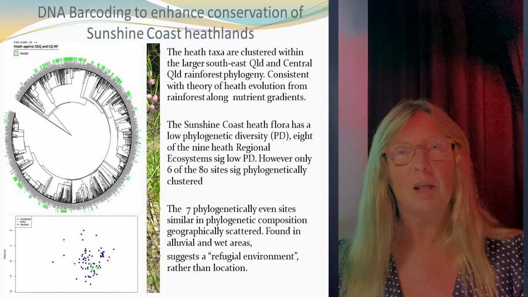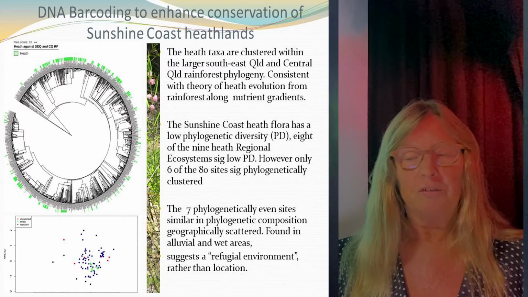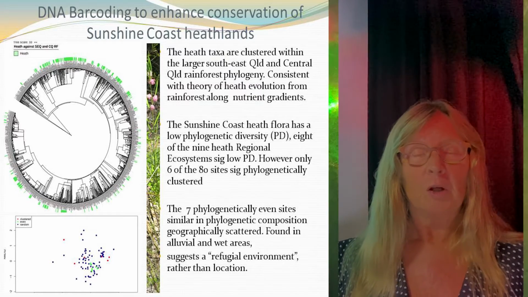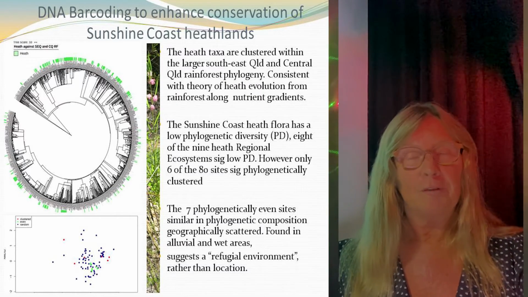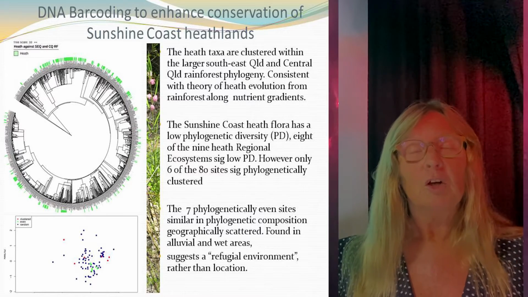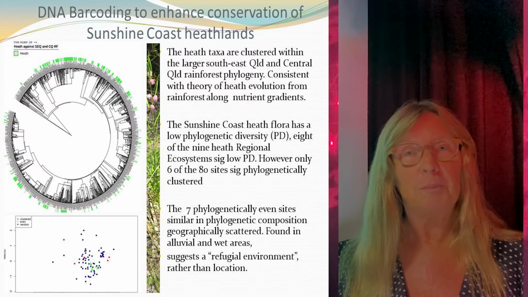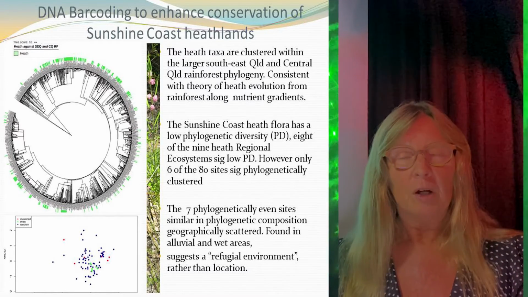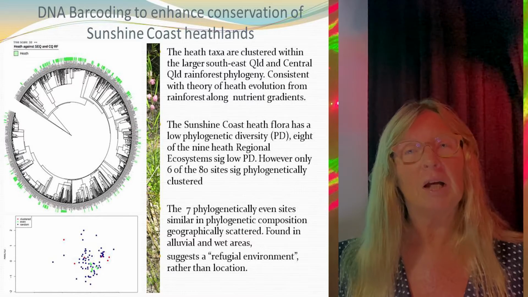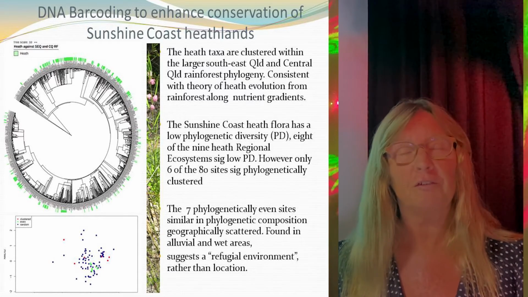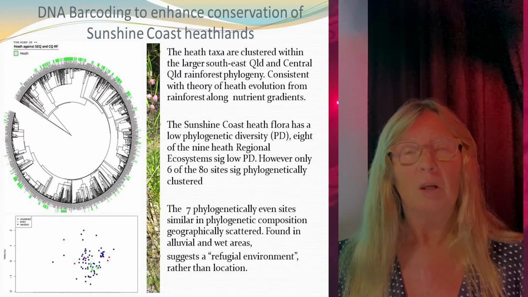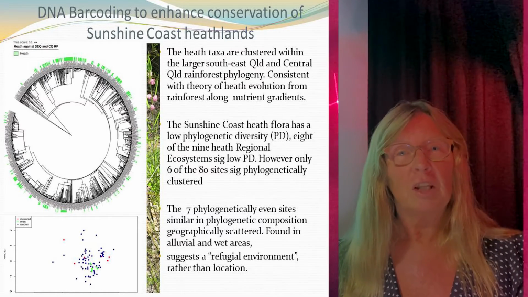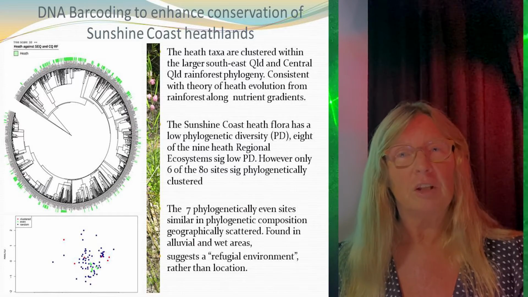We also used DNA barcoding in Sunshine Coast heathlands to enhance our conservation priorities. You can see on the phylogeny shown here, the green represents the heath species. The rest of the phylogeny is the combined rainforest and heath. And you can see that the heath is very unevenly distributed. It's clustered in that phylogeny. We also found that the overall Sunshine Coast heath has lower phylogenetic diversity.